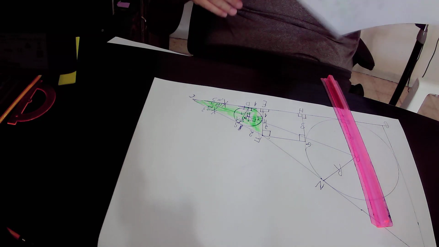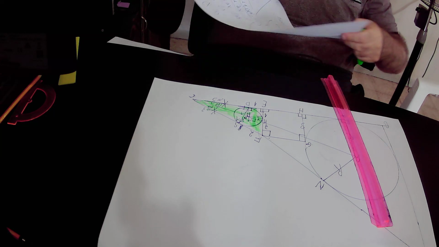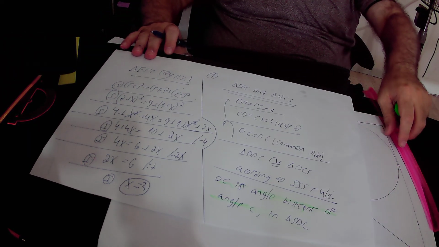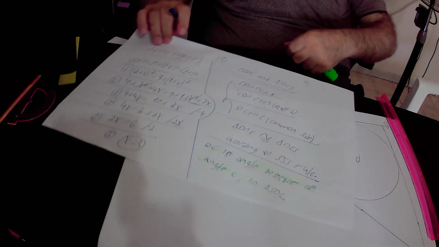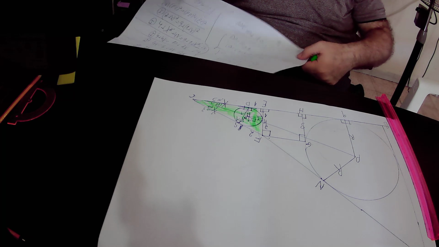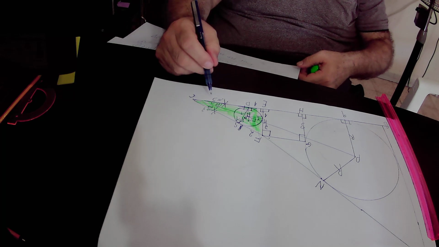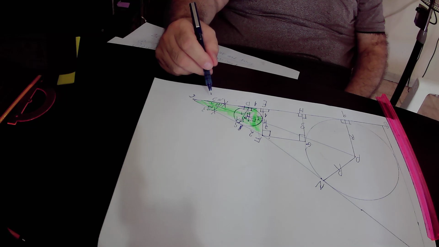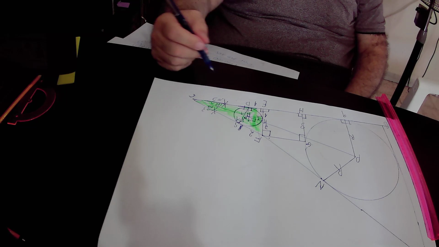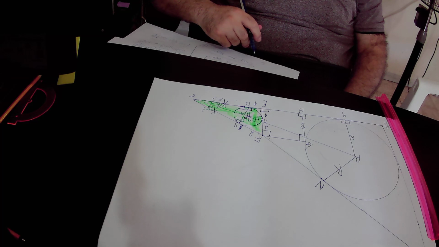I'll repeat again. OC is the angle bisector of angle C in triangle SDC. Actually, it bisects angle C into two halves. Each half equals theta. Okay.